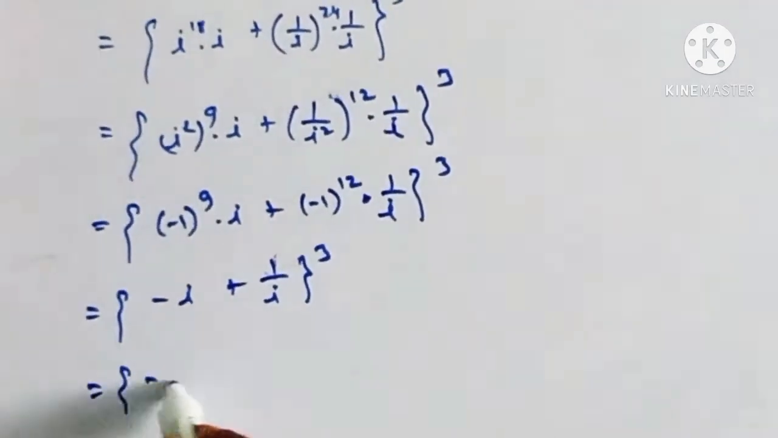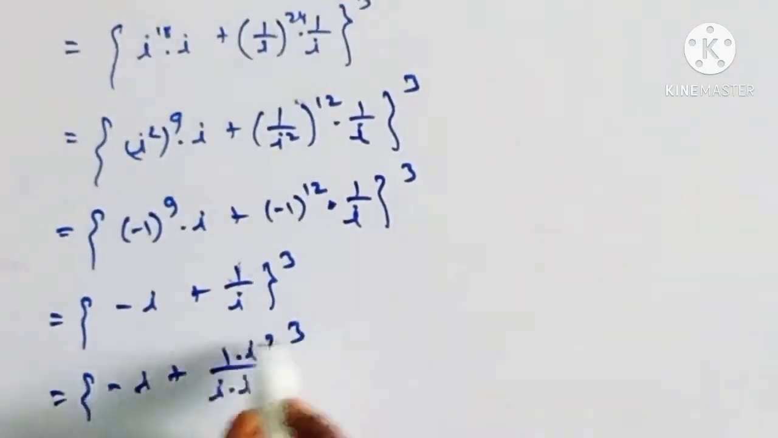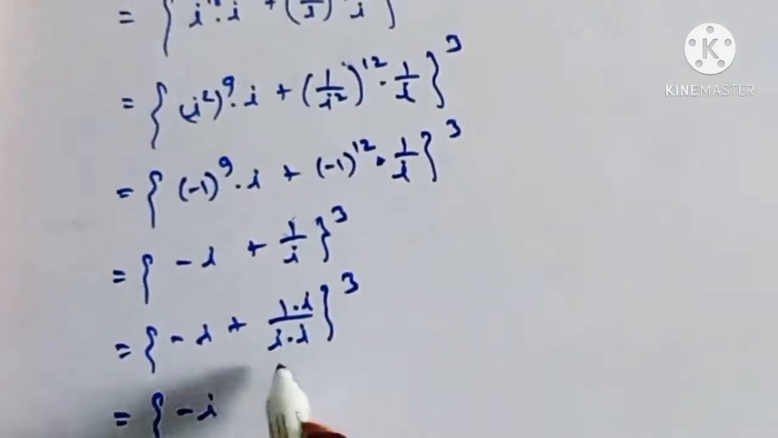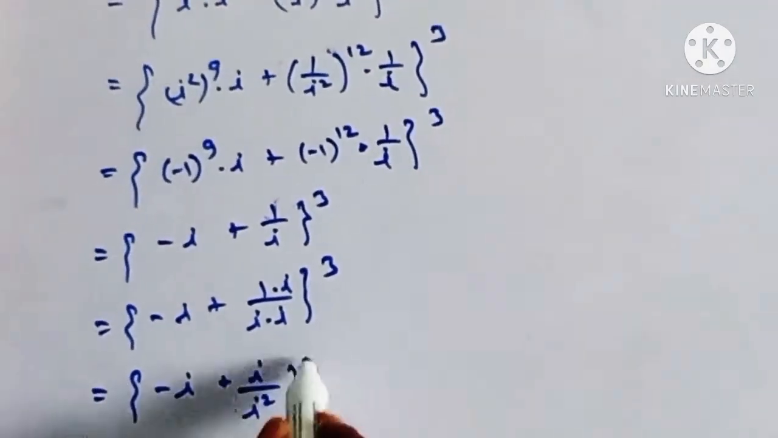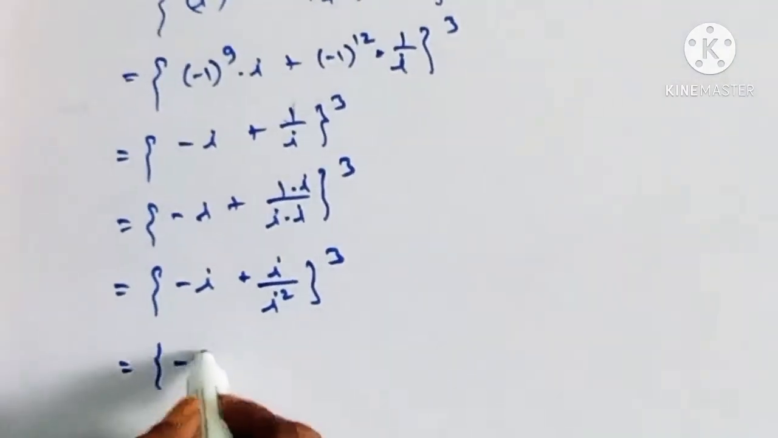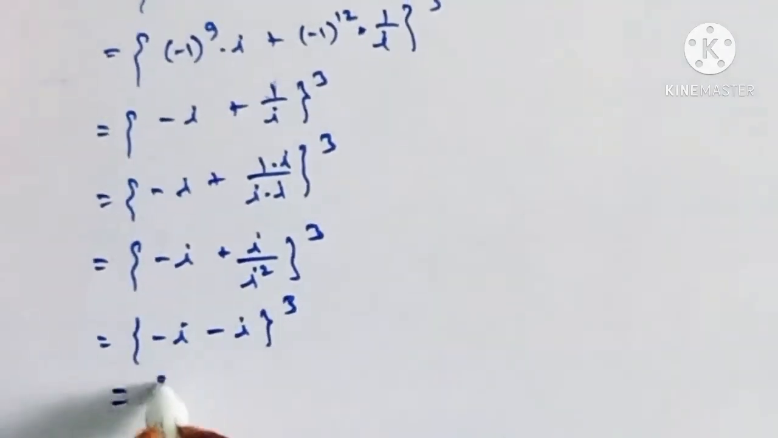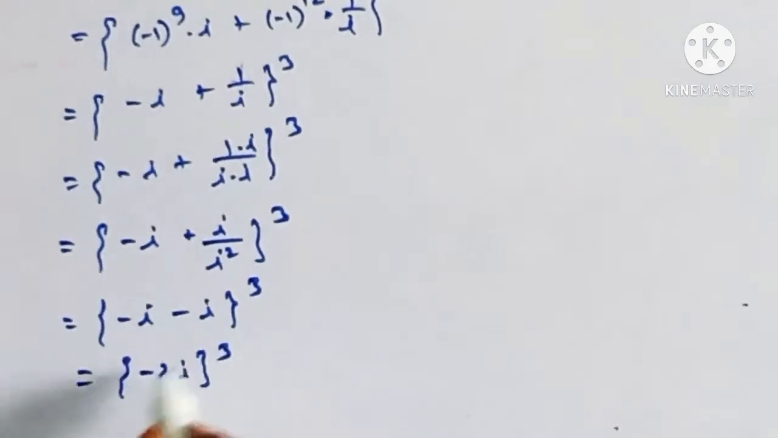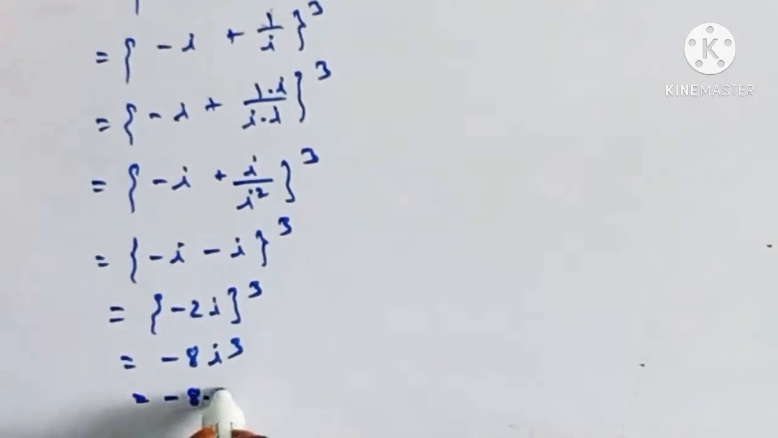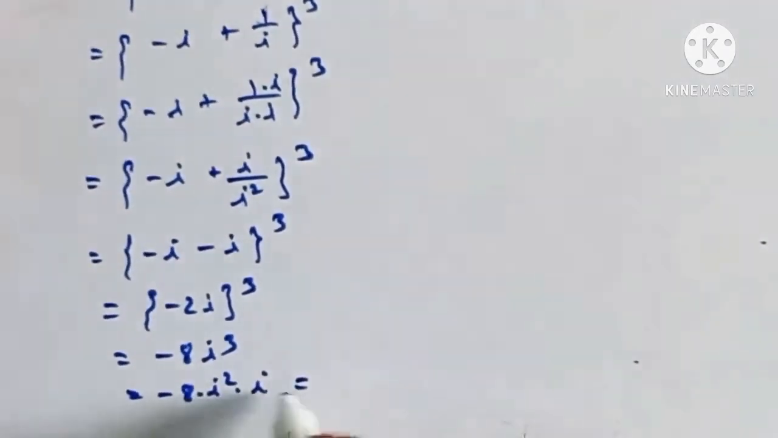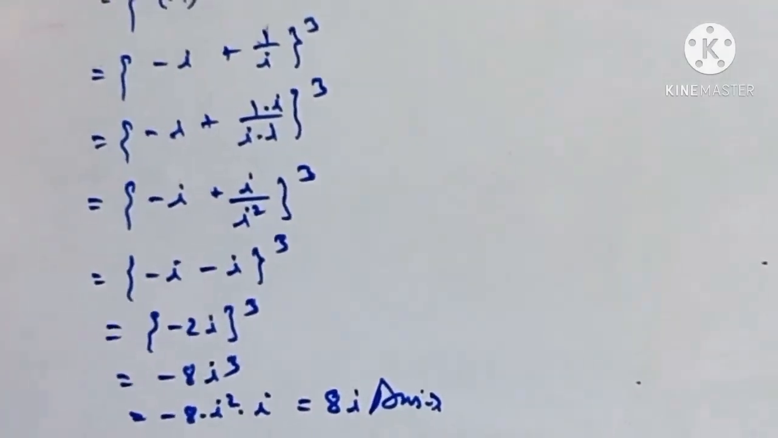Now again I am going to do that, i into i whole cube. So minus i, this becomes plus i by i square the whole cube. So this is minus i minus 1 minus i. So this is whole cube. This is minus 2i the whole cube. So this is minus 8i cube. So this is minus 8i square into i, and this will be minus 8i. This is your answer. Let me check the answer.